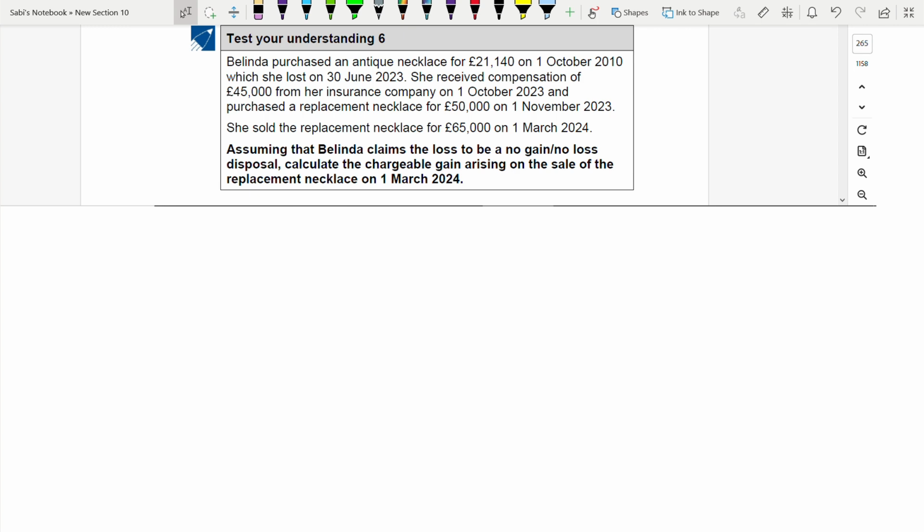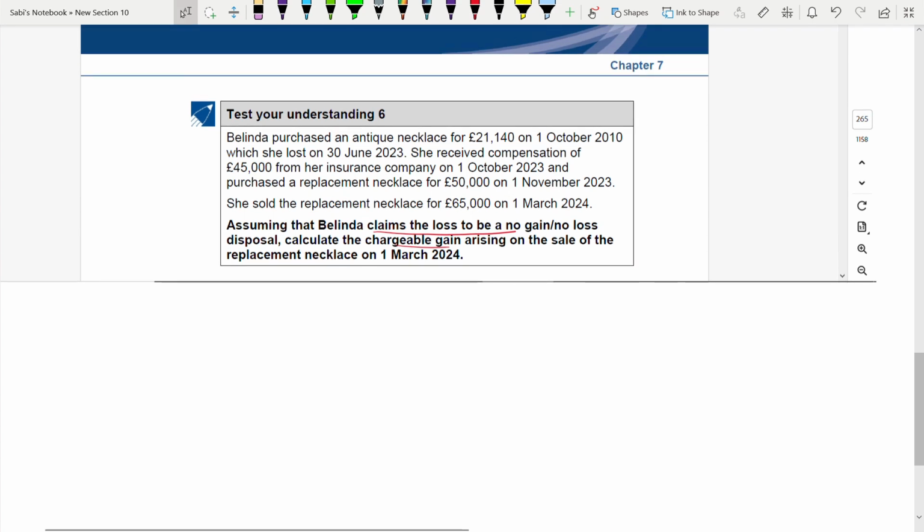Assume Belinda claims the loss. No gain, no loss. Calculate chargeable gain arising on the sale of replacement necklace. The replacement asset she's selling this time. Necklace was bought for 21,140. It got lost. Receipt compensation of 45,000, and she purchased a replacement necklace of 50,000. That means the entire amount was used. Now she sold it also for 65,000.